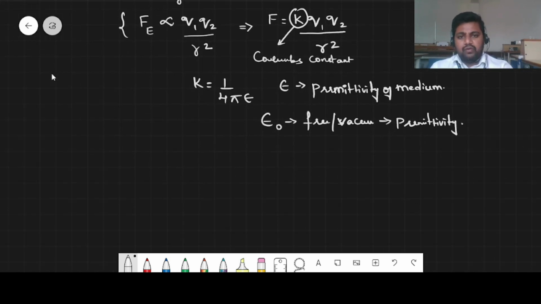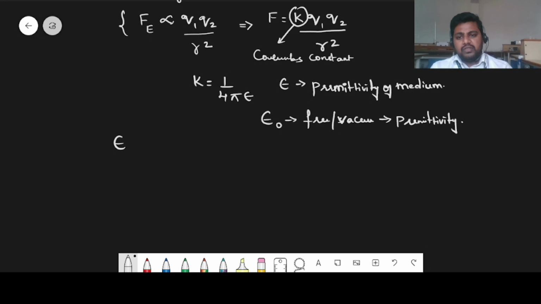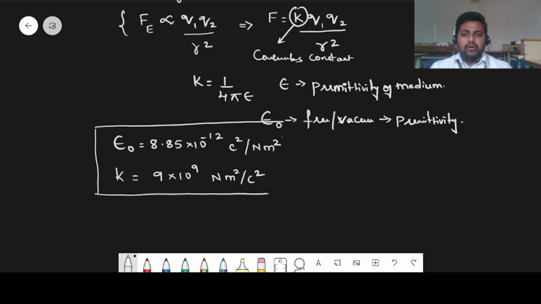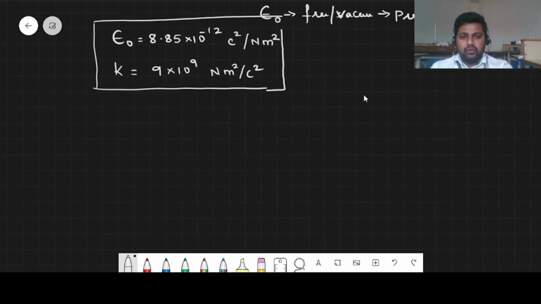We know certain values. What is the value of epsilon naught? It is 8.85 into 10 power minus 12 Coulomb square per Newton meter square. And Coulomb's constant k is 9 into 10 power 9 Newton meter square per Coulomb square. These are the values of epsilon naught and k. Now, why do we have to use these values?